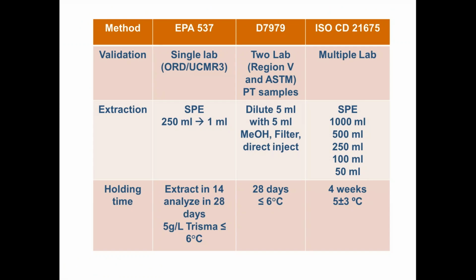EPA method 537 is a UCMR3 method validated by EPA for the UCMR, then validated by all the UCMR labs, and finally by all the labs nationwide that are currently using the method for monitoring PFC for the health advisory. ASTM D7979, as mentioned, was developed primarily at EPA Region 5 with some collaboration between vendors, members of ASTM, and validation using PT samples.